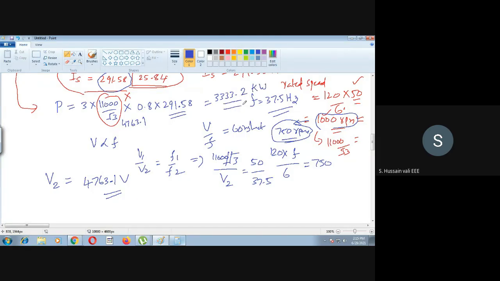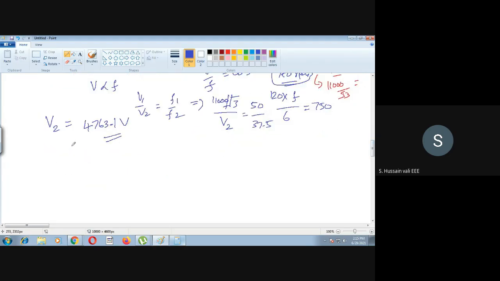So this is your power. We find out the power now. Then what is the torque now? Power divided by omega. So 3333.2 by omega. Omega in the sense, we'll have to find out omega now. How to find out omega now? Because omega we can find out using this formula, which one? 2 pi n by 60.